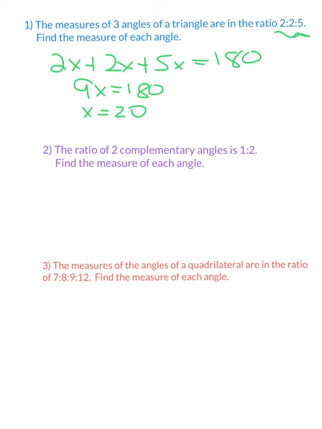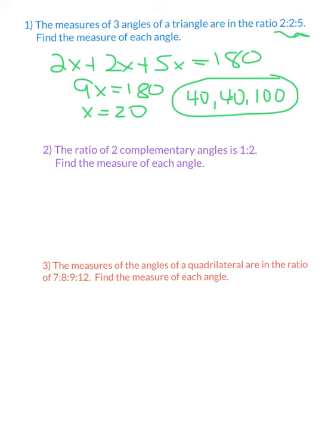So I'll substitute that back into my part of my ratio. So 2 times 20 gives me 40, and then I get 40 again. And then my last angle is going to be 5 times 20, which is 100. So there's my three angles, 40, 40, and 100, and they add up to 180, so it looks like I did that one correctly.